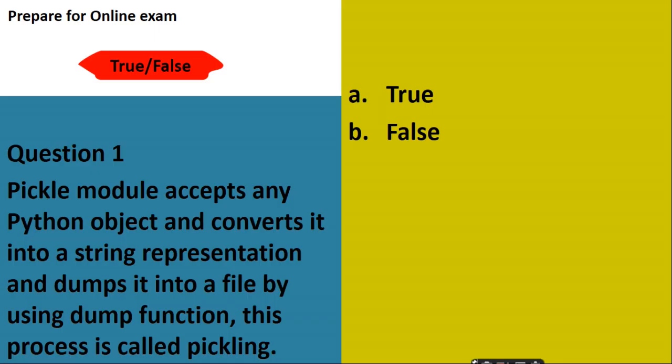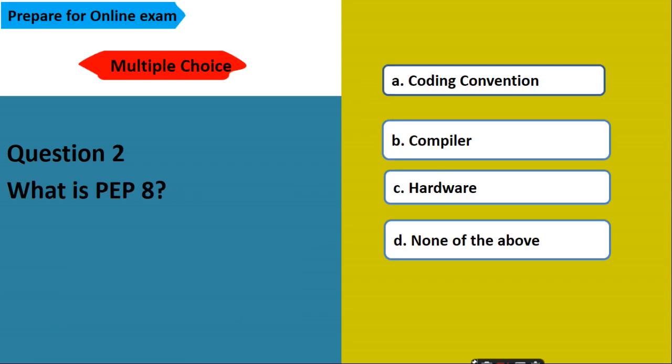Question number 1. The pickle module accepts any Python object, converts it into a string representation, and dumps it into a file by using the dump function. This process is called pickling. True or false? And yes, it's correct. This process is known as pickling. So option A, true, is the correct answer.